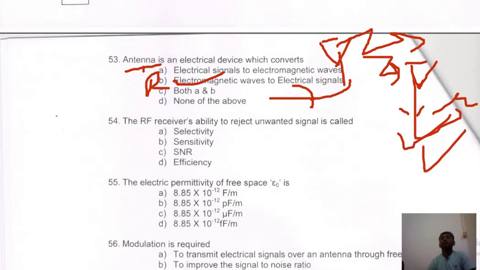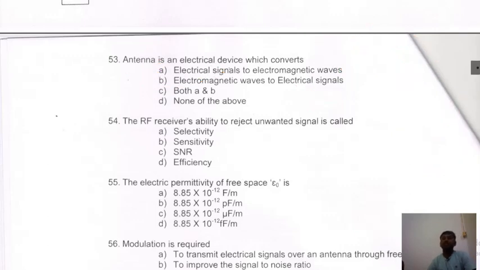So both A and B options are correct. So option C is the correct answer. Okay. Next question: the RF receiver's ability to reject unwanted signals is called the... I have already discussed this in an earlier question.